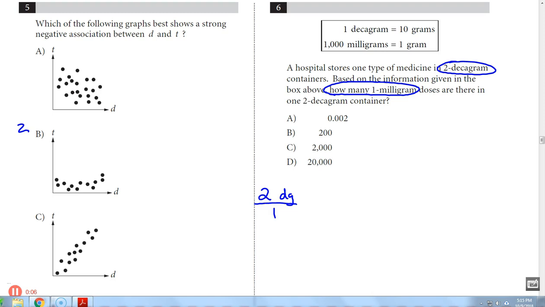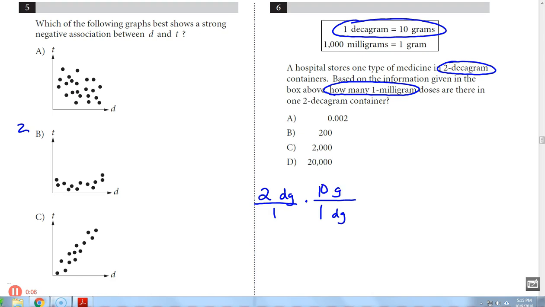So let's multiply. If I want to get rid of decagrams, I have to find a conversion. Well, right here is one: 1 decagram is 10 grams. And to cancel decagrams out, I need to put it on the bottom. So 1 decagram is 10 grams. I'll just put a G for that.